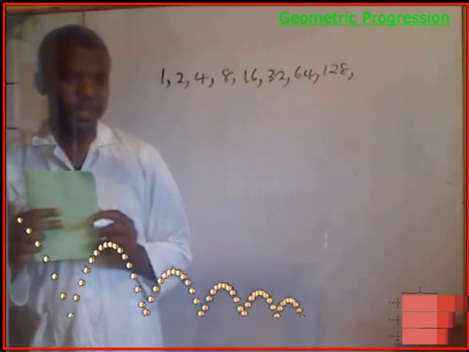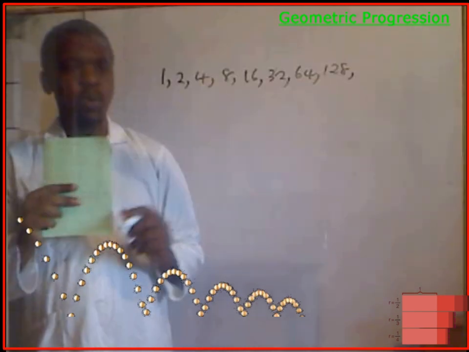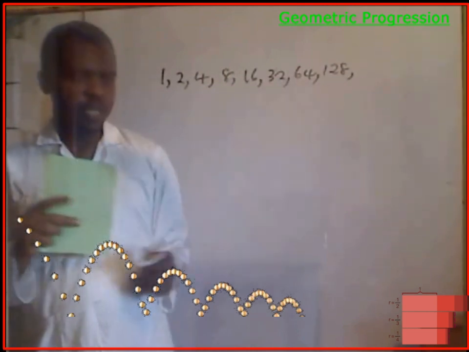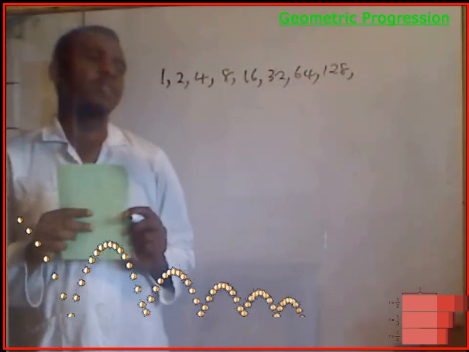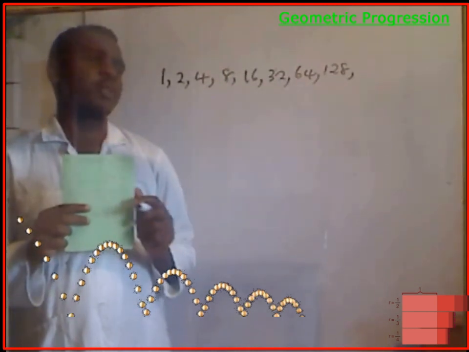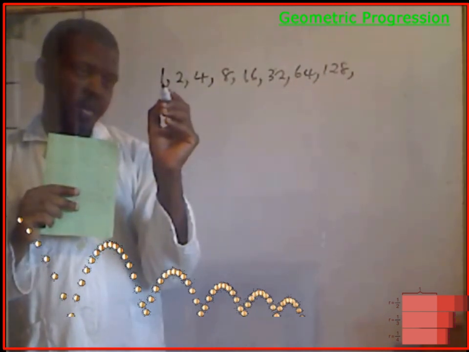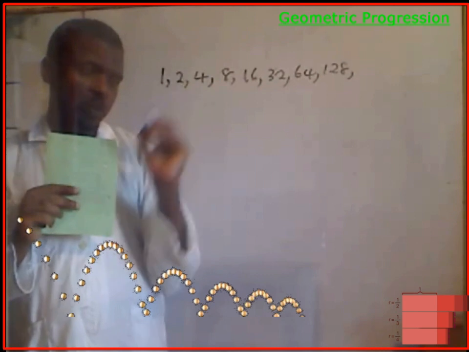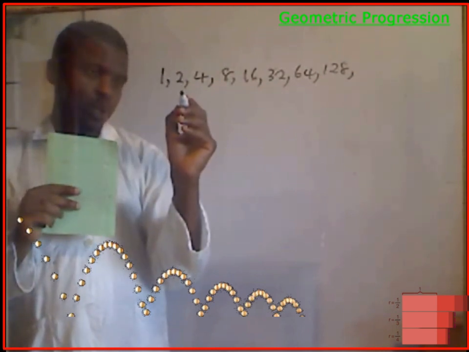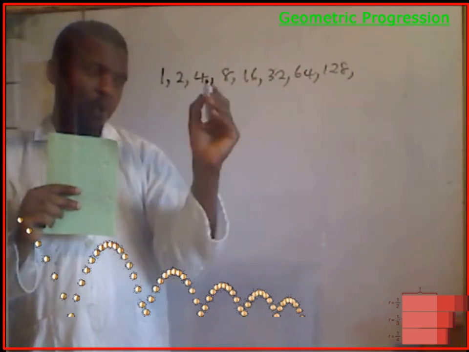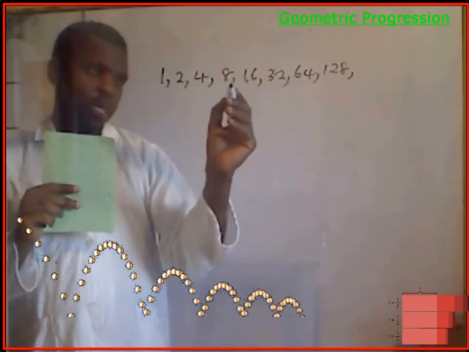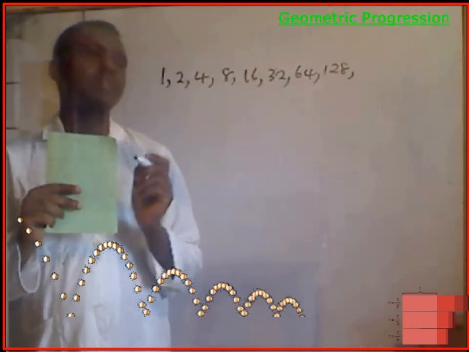Given this progression here, what do we see? We'll start by observing, and we'll find here that the values in our sequence increase in an exponential manner. So here I find that if I multiply 1 by 2, I'll have 2. 2 times 2 gives me 4. 4 times 2 gives me 8. 8 times 2 gives me 16.